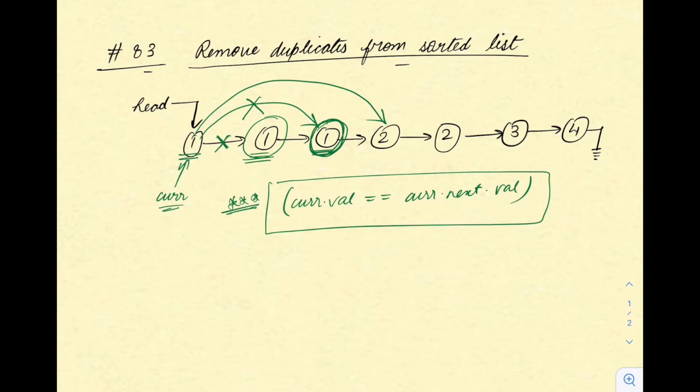Now if you try to traverse directly from head, you will come to this one, and from here you will directly go to this two. So all the duplicate ones are removed. So basically we just have to focus on this one. If this is clear, the whole problem is solved. So let's move to the coding section to see how we can actually code it using a single pointer.